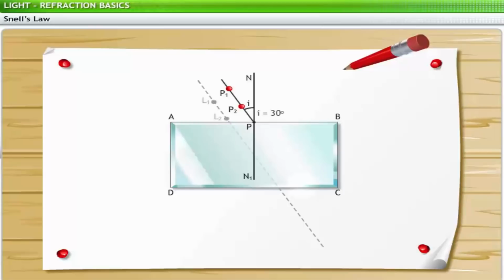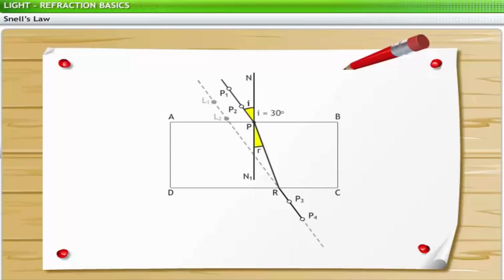On looking through this glass slab from side CD, the pins P1 and P2 appear at positions L1 and L2 due to refraction. Next, we fix two other pins, P3 and P4, where they are in line with the images L1 and L2 of the pins P1 and P2. In the next step, we remove all the pins and draw small circles around them. We join P3 and P4 to meet CD at R. After joining PR, we measure the angle of incidence P1PN and the angle of refraction N1PR.